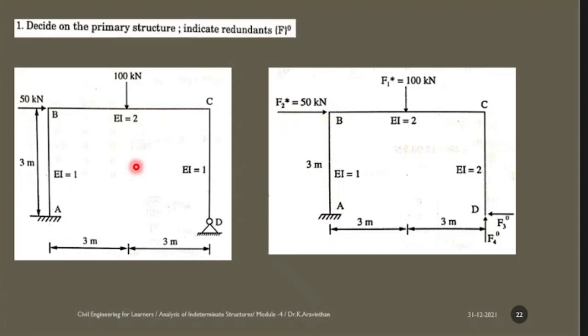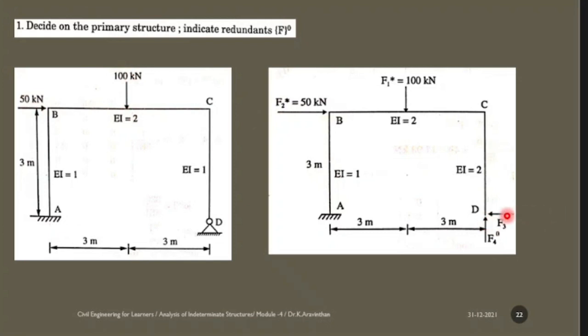Step 1 is to decide the primary structure and indicate F0. So this is what I explained here. You got 2 redundancies, and what you have to do is remove this support and write the free body diagram F3 and F4. It is taken here, and F star is known as the applied force and F0 is the redundant force. So you have 2 applied forces here and 2 redundant forces here.